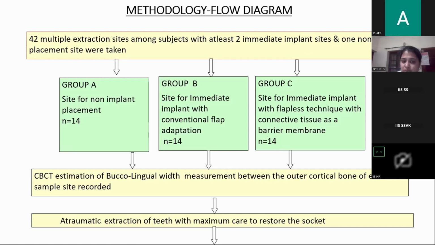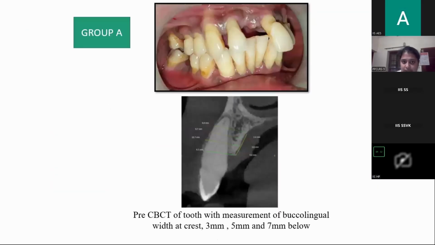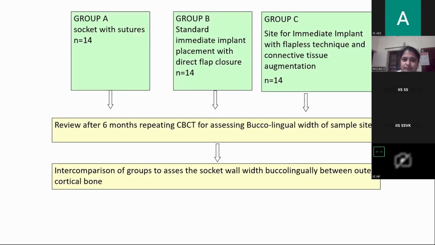Then CBCT estimation of the buccolingual width, measured between the outer cortical bone of the sites, was recorded. The atraumatic extraction of the teeth was done, and again after 6 months we have this. Group A was left with sutures, Group B was left with implants and direct flap closure, and Group C was with immediate implant and connective tissue graft.